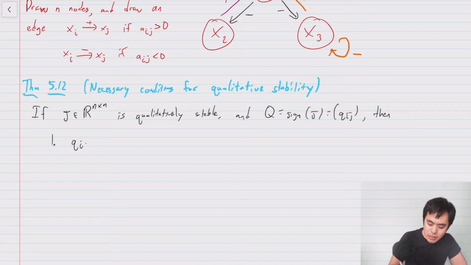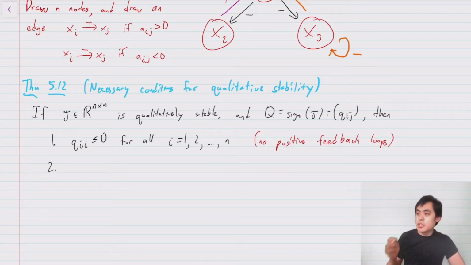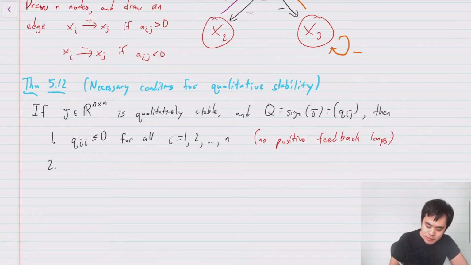The first is that Qii is less than or equal to 0 for all i equal 1, 2 through n. And so of course these are the self loops, right? So this condition is just saying no positive feedback loops. So if you draw an arrow from a node to itself, it can't be positive. It can be 0, in which case you don't draw an arrow, or it can be negative, but it can't be positive. And Qii is strictly less than 0 for some i. So at least one negative feedback loop.